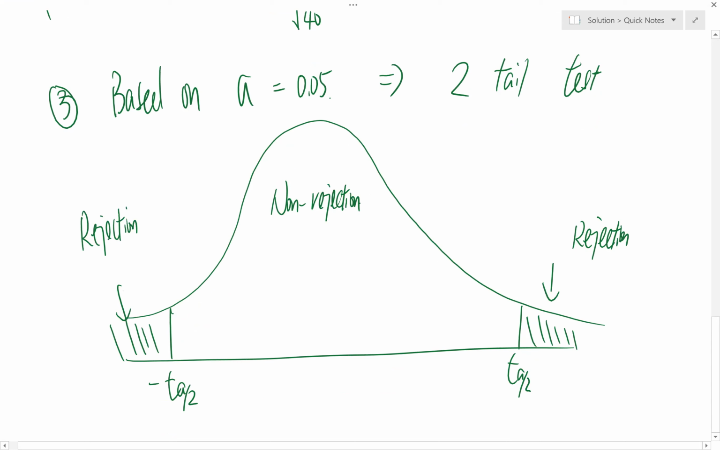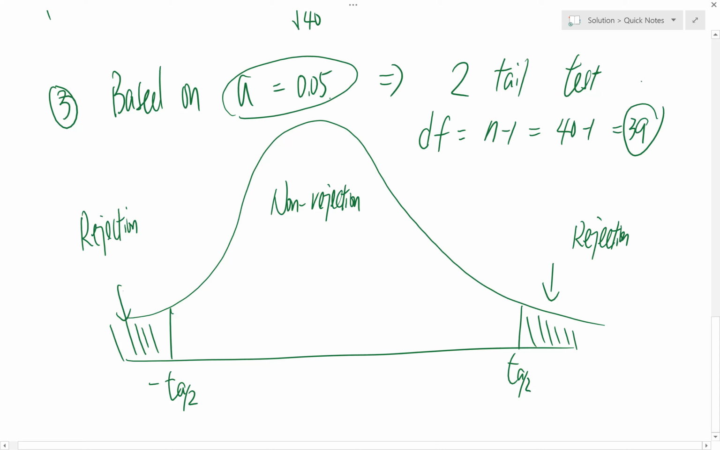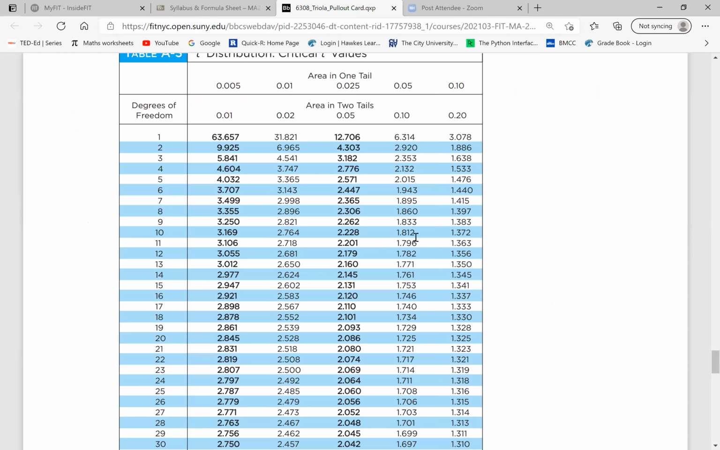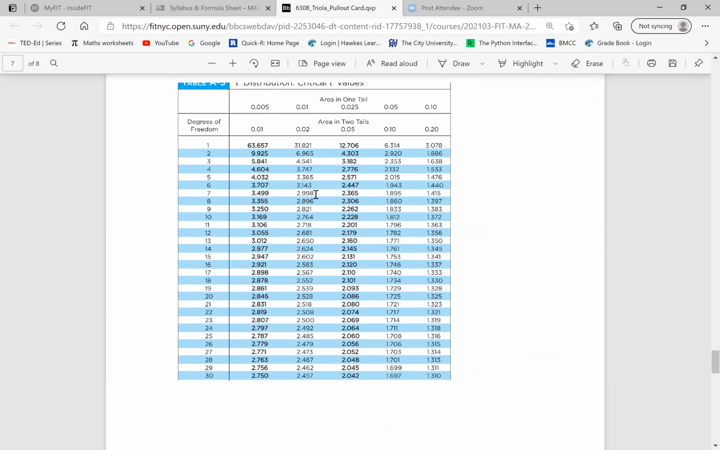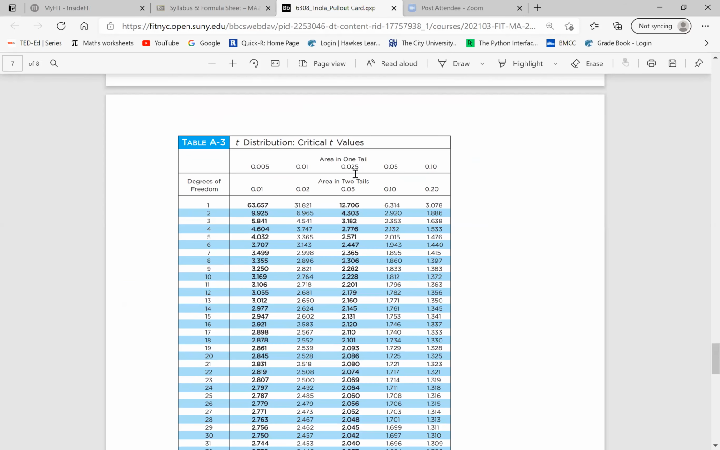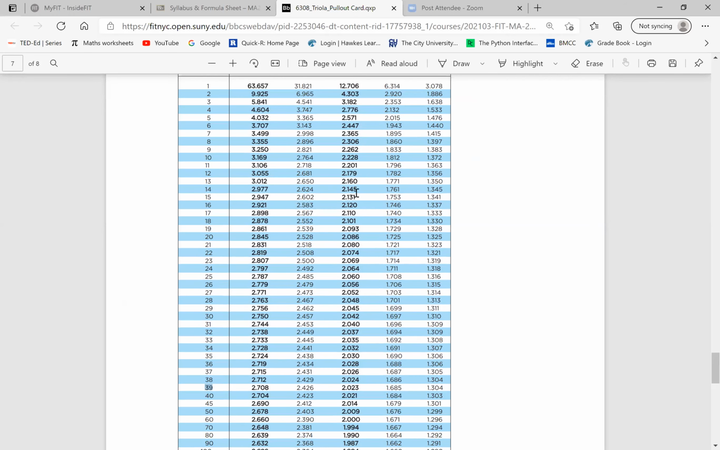The next thing is to find the critical t-score from table A3. We know alpha is 0.05, two tails. Degree of freedom is sample size minus 1. Sample size is 40, minus 1, that's 39. So two things, alpha and degree of freedom, will give us the critical t-score. One more time, let's go to table A3. 39, okay, here we go. Degree of freedom 39, and the combined area in two tails is 0.05. So that will give us the intercept.